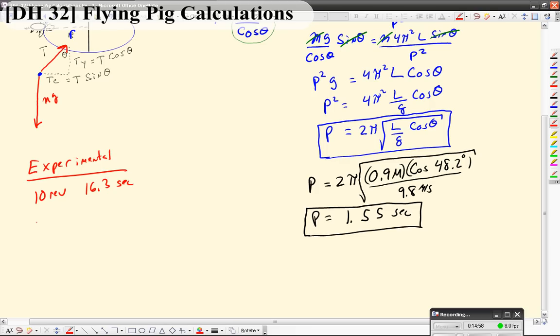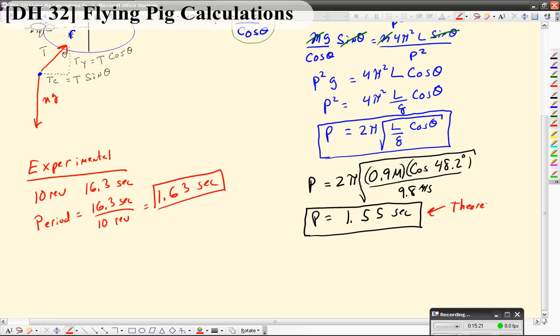So when I get the period, that's going to be equal to the total time, 16.3 seconds, divided by the number of revolutions, 10 revolutions, gives us 1.63 seconds for the experimental period. Theoretically, you've got 1.55, so this is theoretical. And those are pretty close. Let's go ahead and quantify that and do percent difference.